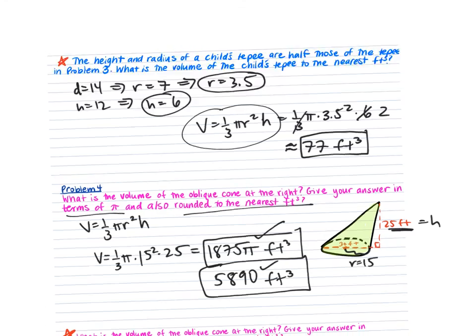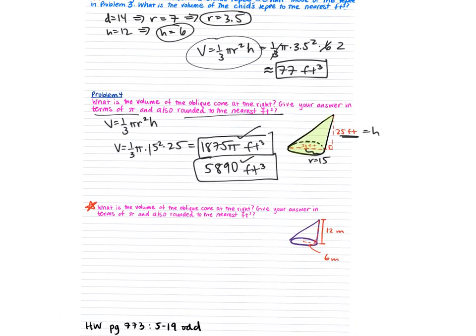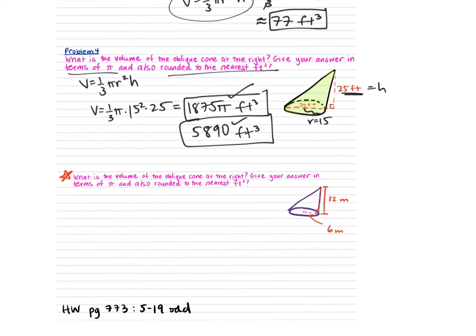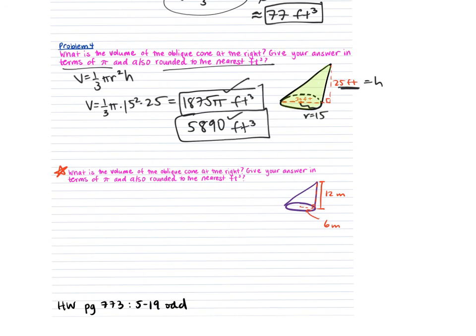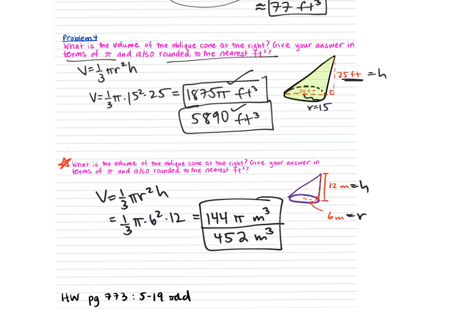Okay, so last one for you to try on your own. Here is a new picture. I gave you the radius and the height. So give 2 answers, one in terms of pi and one rounded to the nearest cubic foot. So press pause and try this on your own. Check back for the answer. Okay, hopefully you got 144 pi meters cubed and 452 meters cubed.